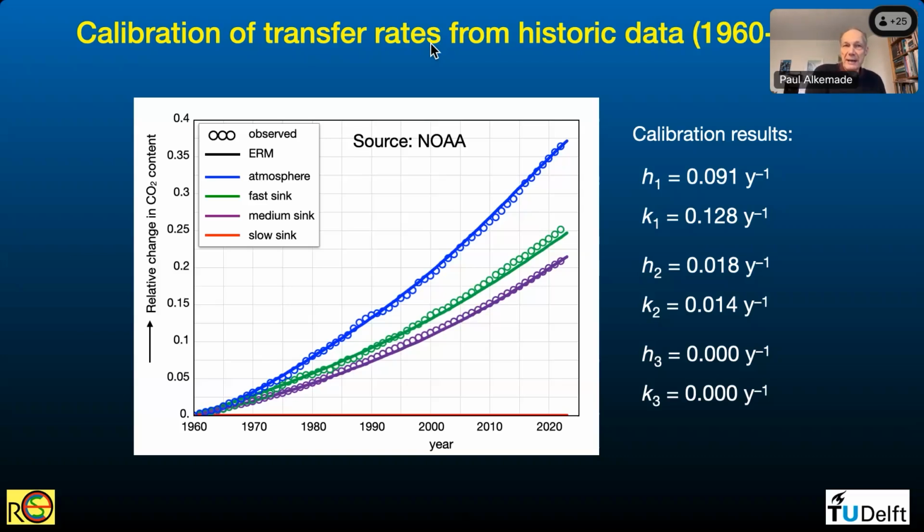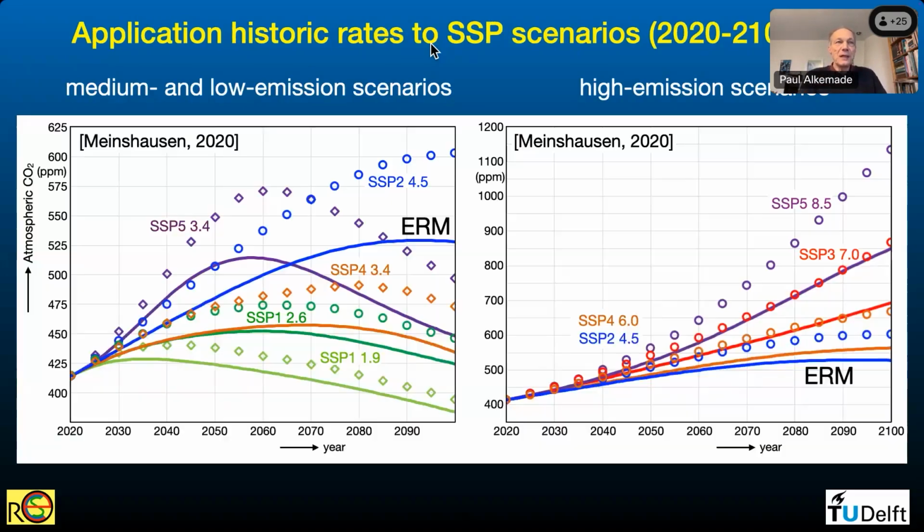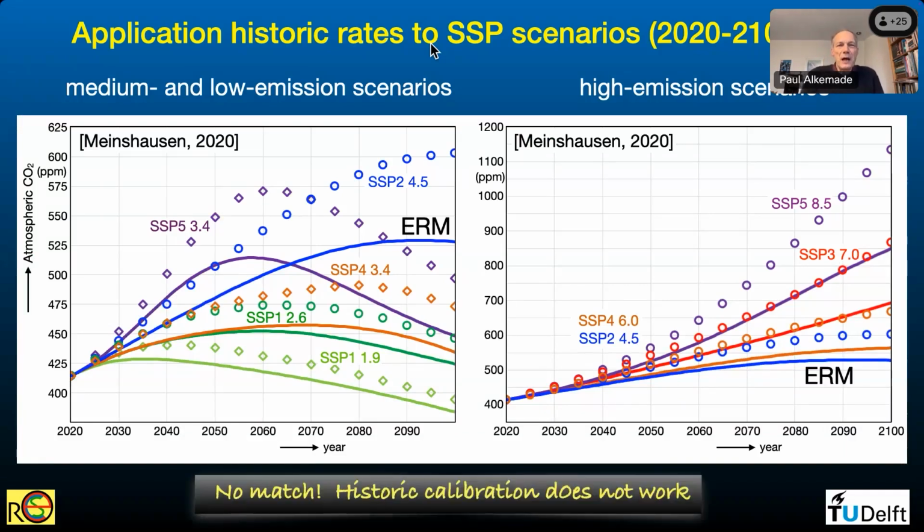The historic data give you the transfer rates back and forth to the atmosphere. You can apply that to the future SSP scenarios, the fast, the medium, slow. If you apply them, to the left we see medium and low emission scenarios, to the right high emission scenarios up to 8.5. But you see, they do not match well. They do not match, in fact. So the historic calibration does not work to describe the future expected concentrations.